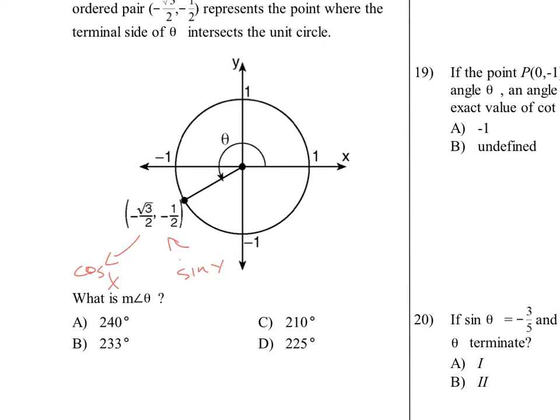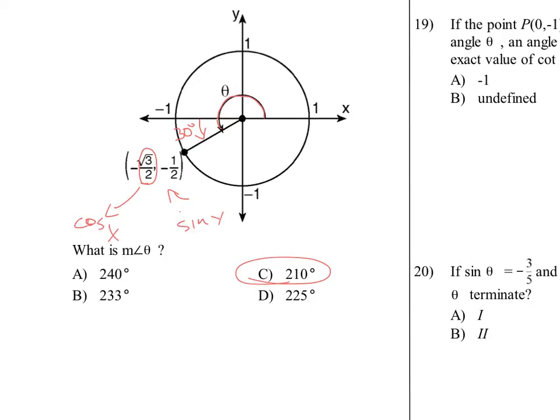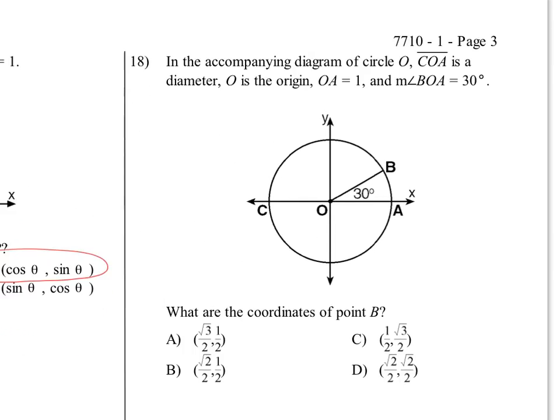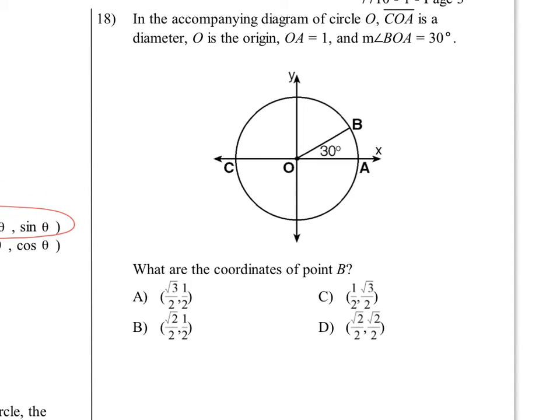And what angle has a cosine of radical 3 over 2? Oh, sorry. It's 30. So you know that this reference angle here is 30 degrees. So you add 180 plus 30 is 210. Yeah. Sorry. Sometimes I have to think a little harder than most.